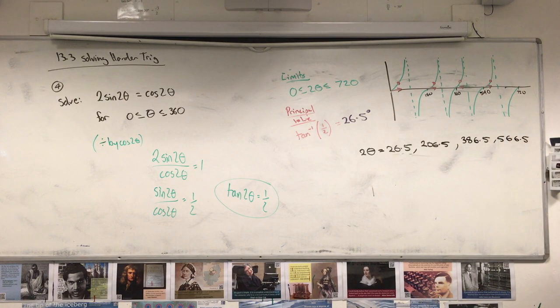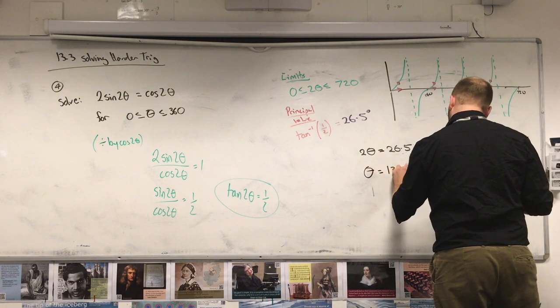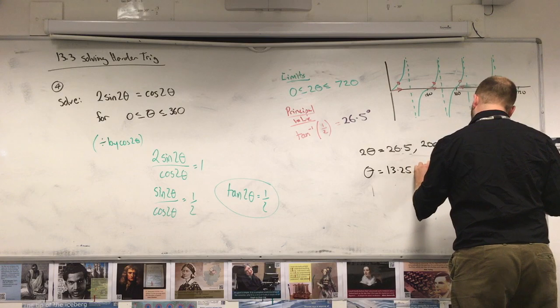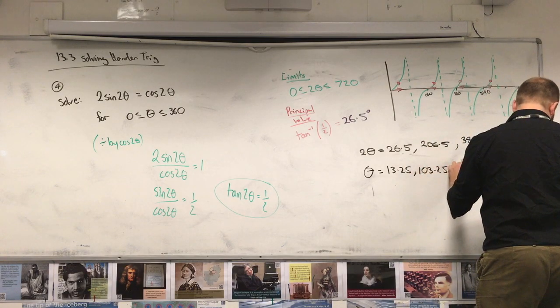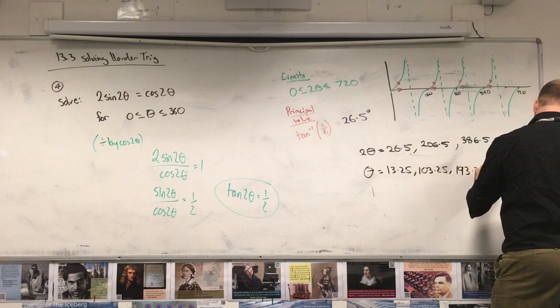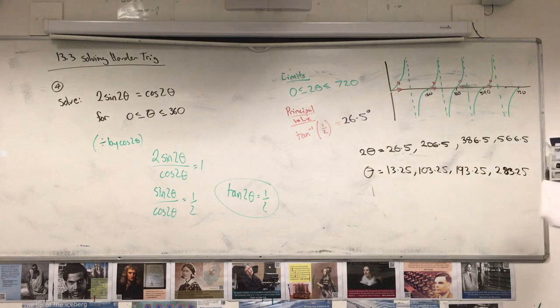So last one we need to do is half those, so we get theta is 13.25, 103.25, 193.25, and 283.25. Again, you can check those by putting them right back into the very first equation and seeing if it all works. Cool, right, one more video this week then.